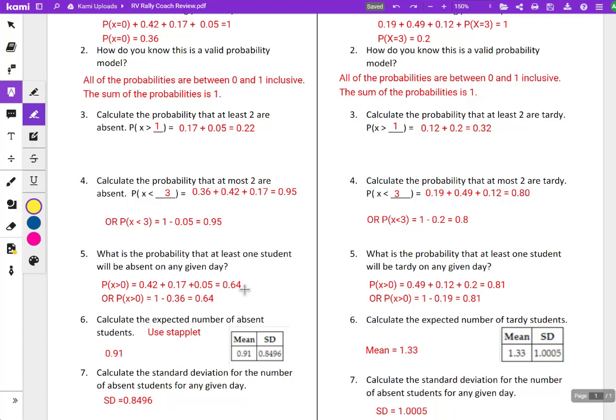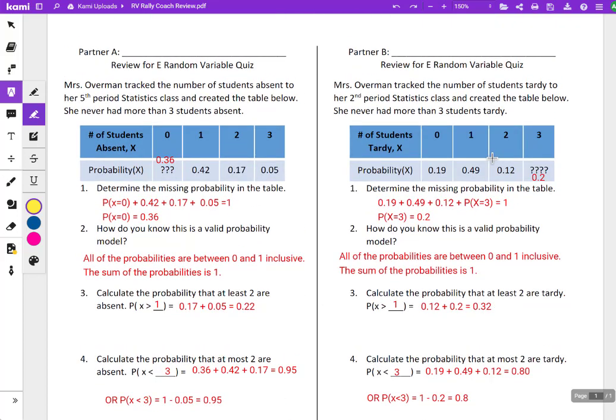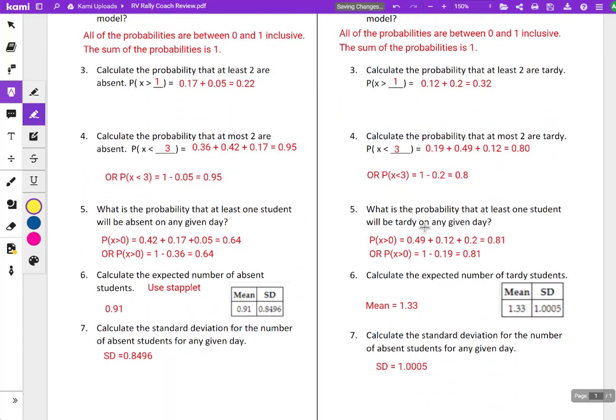And I get 0.64. Or I could just take 1 minus the probability of having 0 absent. That is the same as at least 1. And I pretty much did the same thing here. At least 1 is this area right here, and add all those up, and that's pretty straightforward. Okay. Then finally, I asked for the expected number of students and the standard deviation.